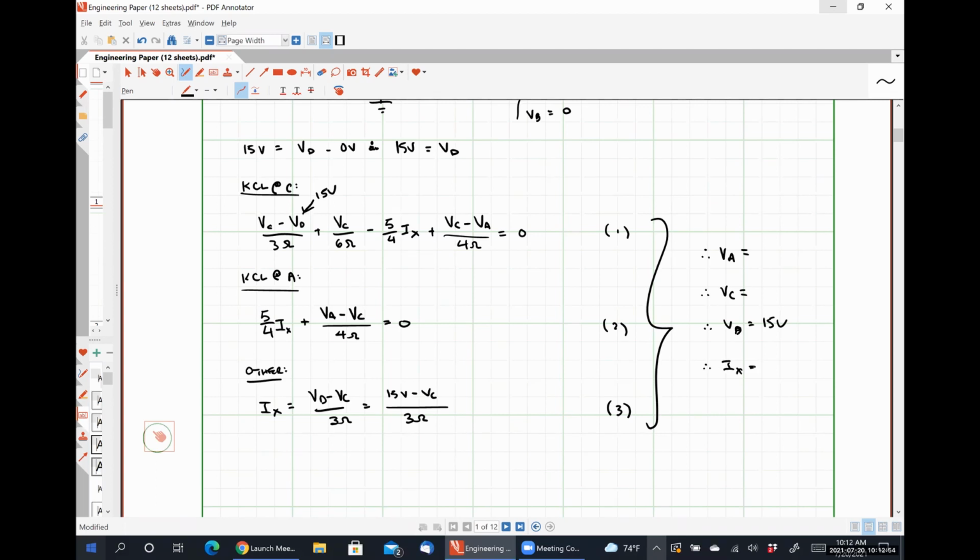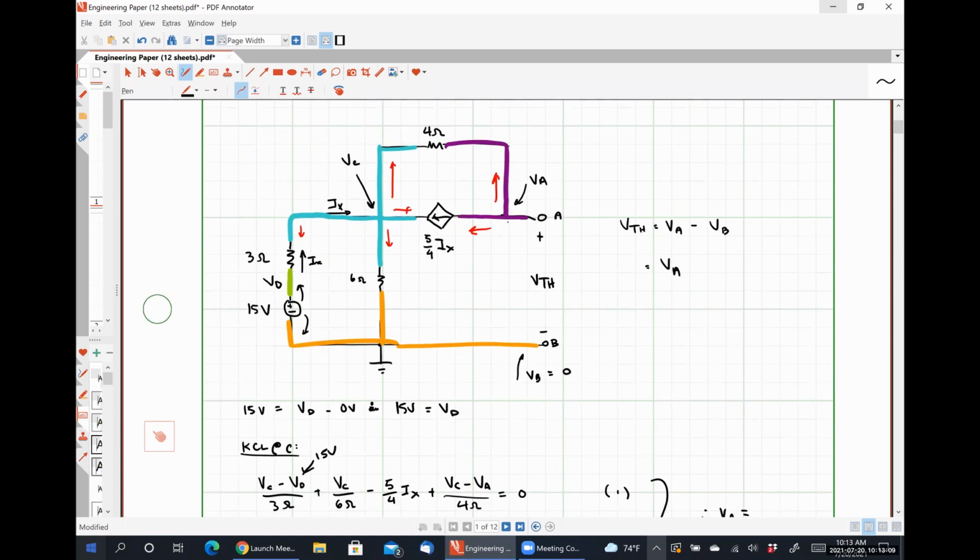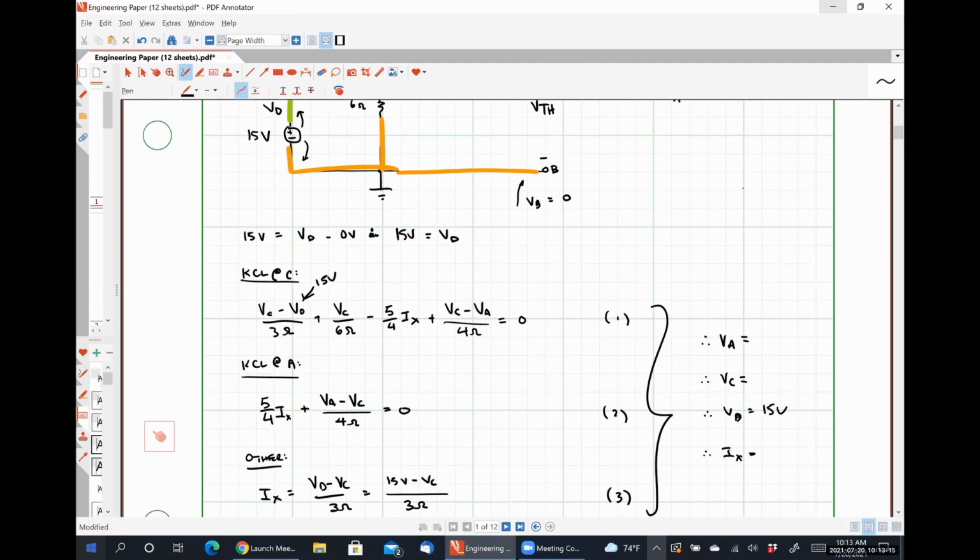Dr. Hartman, why wouldn't IX just be 15 volts over 3 ohms? Because node C isn't at ground. Oh, okay. Thank you. Yep.